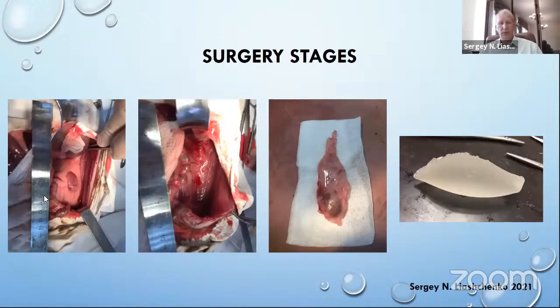The surgery stage is an experimental operation, experimental surgery, with laparotomy, and you can see the kidney and fat and connective tissue around the kidney within the retroperitoneal space of the rabbit. And after the kidney and fat tissue are removed, this is the fragment, this area, after removal. And the last photo demonstrates the implant, with a shape and size similar to this fragment.